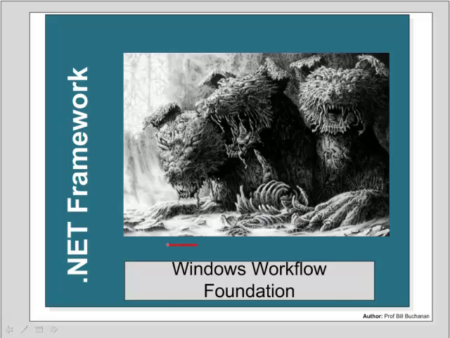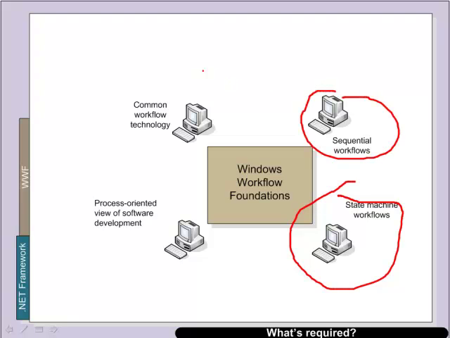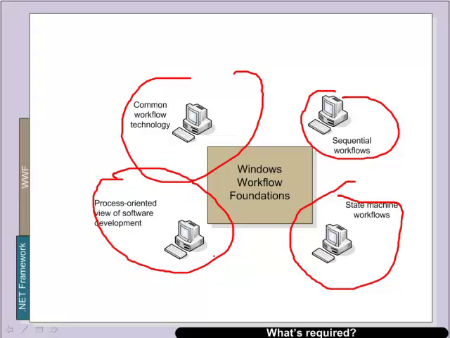The last area of the .NET 3 framework is the Windows Workflow Foundation, and it's probably one of the key growth areas for the future, in that we can integrate either flow-based or state-based workflow. Basically, it brings together stateful machine workflows, sequential ones, a common workflow, and a process-orientated software development view of workflow.